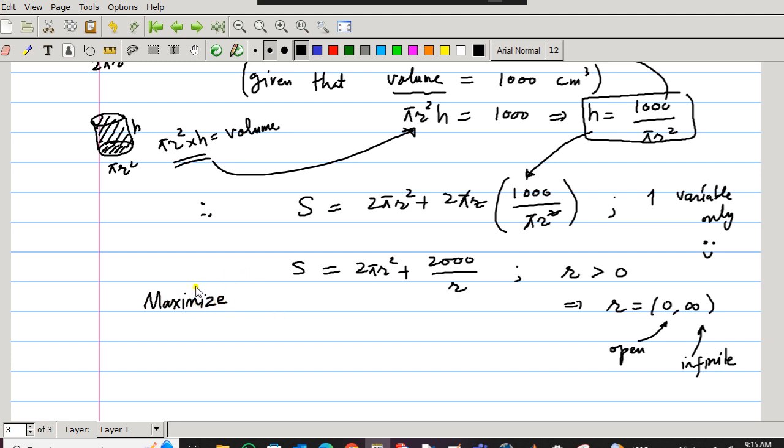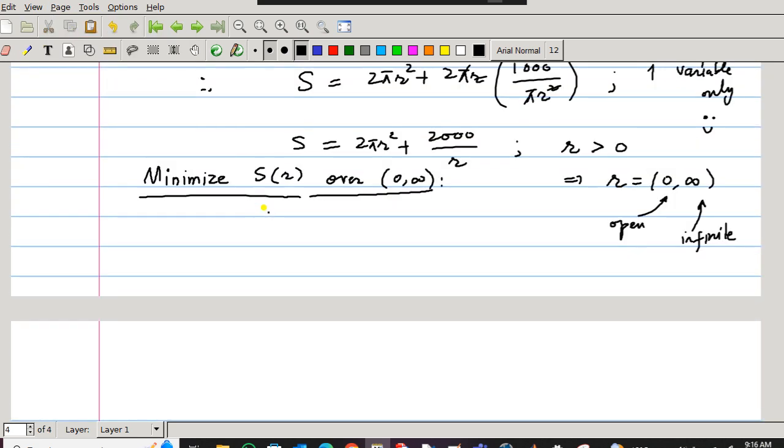Minimize. This was the question of minimize. They said find the least possible material. So least possible material means my surface area should be as small as possible. So minimize S over an infinite interval 0 to infinity. This is what I have to do now. Okay, so let's see how we can go from here. So first of all, finding the critical point.